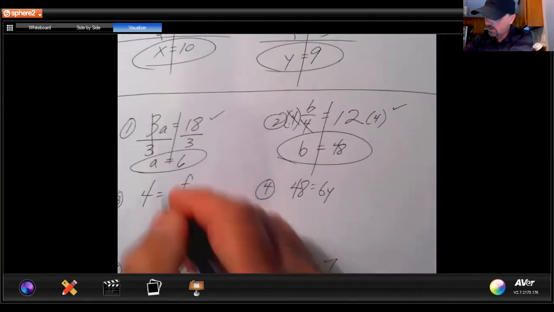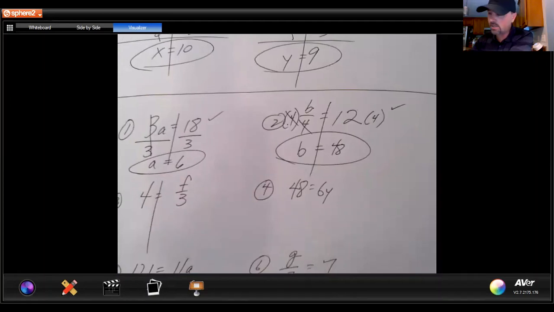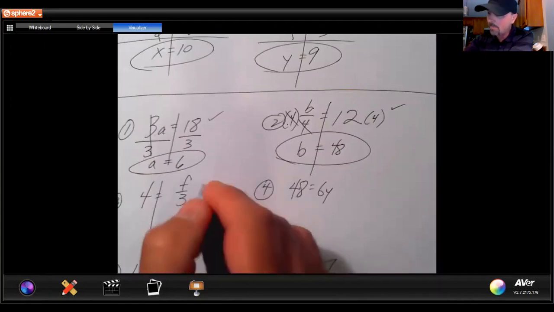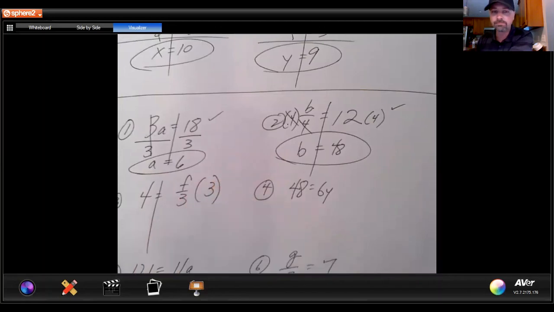Number 3. Here's my equal sign. We're working on the right side because that's where the variable is. F has been divided by 3. I'm going to undo that by multiplying by 3. Isolate that variable. Get it alone.